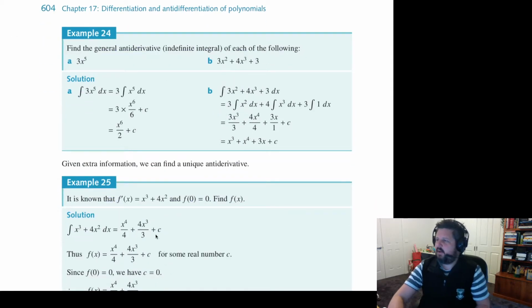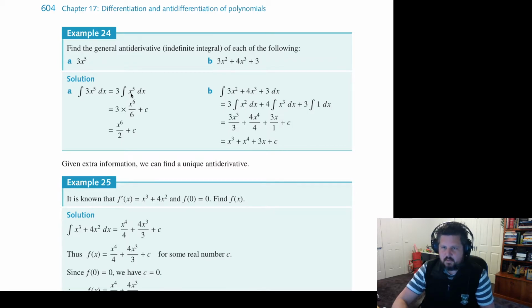Alrighty, so it says here, find the general antiderivative or indefinite integral of each of the following. So we've got 3x to the power of 5. Using the multiple rule, this 3 here is the k value, it can come out the front. Then you're just left with the function x to the power of 5 to work out the general antiderivative of. So the 3 lives out the front, and we're now just going to find the antiderivative of x to the power of 5.